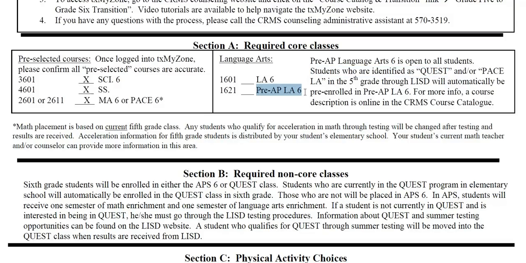That means that if your student is in Quest, you'll see when you go into Texas MyZone that the Pre-AP Language Arts 6th class has already been selected. If your student has been identified as PACE Language Arts in the 5th grade, same thing. When you go into Texas MyZone, you'll see that the Pre-AP Language Arts course is already selected. That being said, if your student is not identified as Quest and not identified as PACE Language Arts, you are more than welcome to choose Pre-AP Language Arts if your student is ready for that advanced rigor.